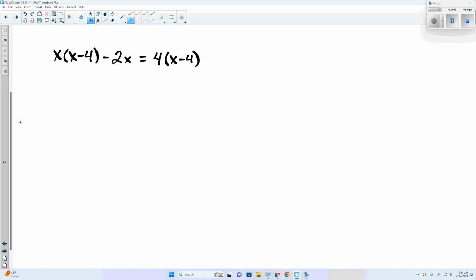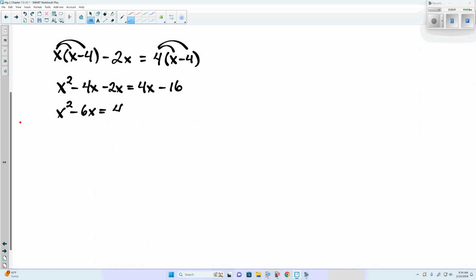So the first thing we can do is distribute the x. X times x is x squared. X times -4 is -4x. Minus 2x is equal to, again, we'll distribute the 4. 4 times x is 4x. 4 times -4 is -16. What can we do next? Combine like terms. X squared doesn't have any like terms, but our -4x minus 2x is -6x.